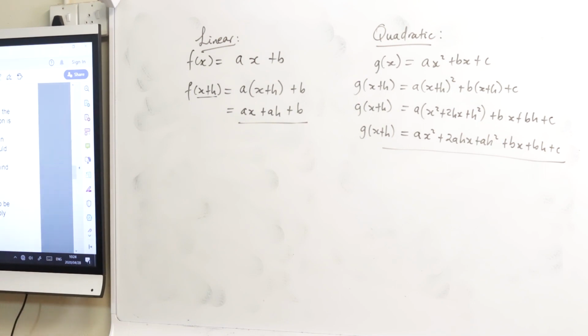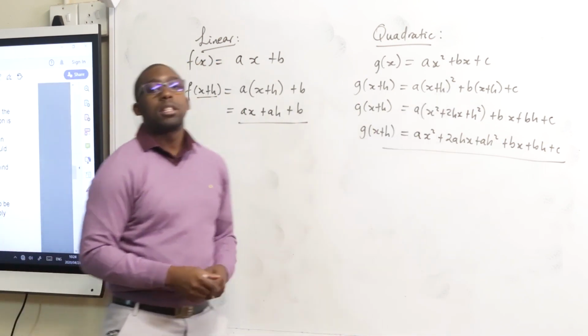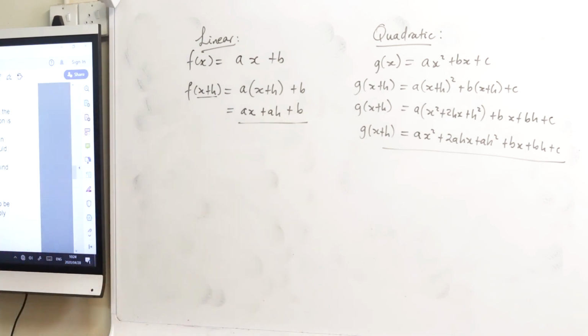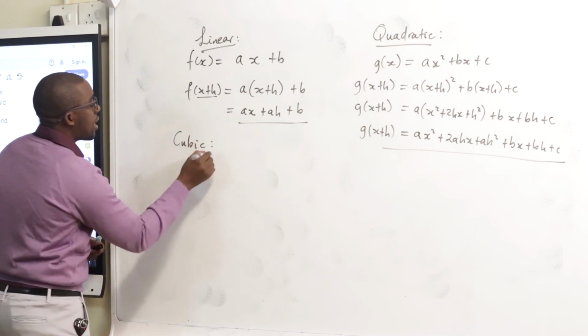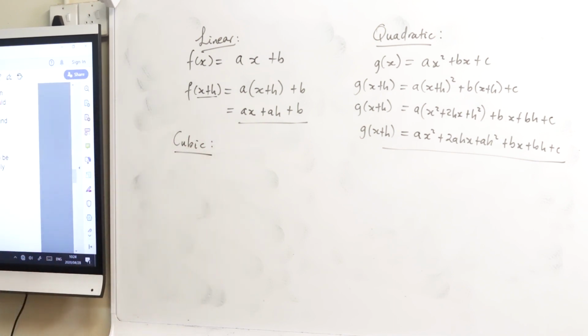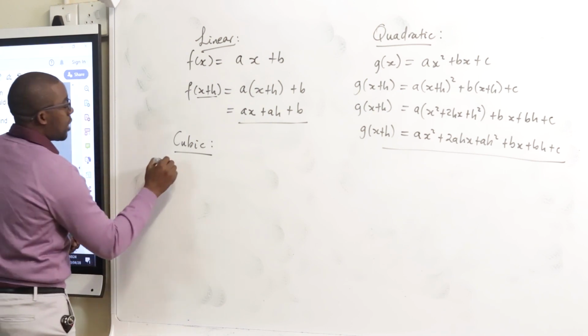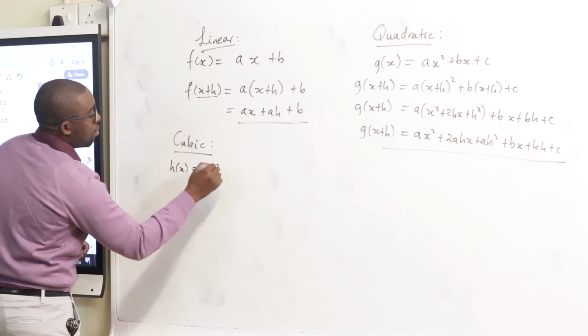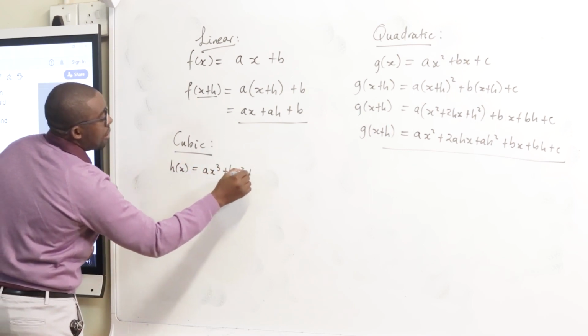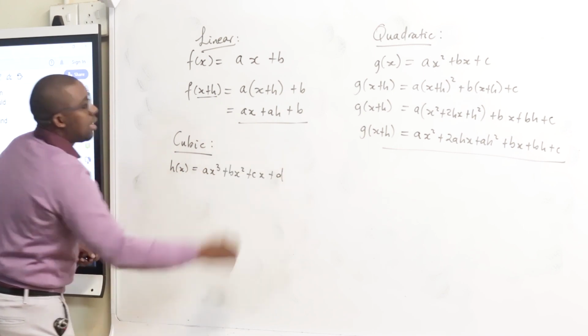It's quite cumbersome. It's to be expected because of the squaring of that expression. So that is the quadratic nature when you're dealing with first principles. If it's cubic, it's even more cumbersome. In this instance, we're dealing with h of x is equals to ax cubed plus bx squared plus cx plus d.